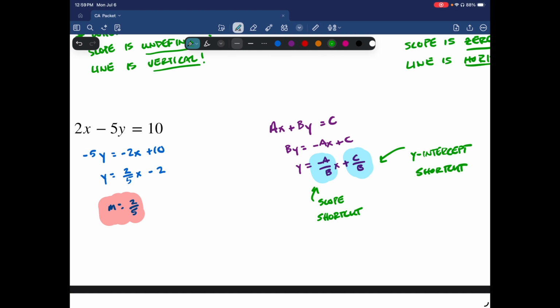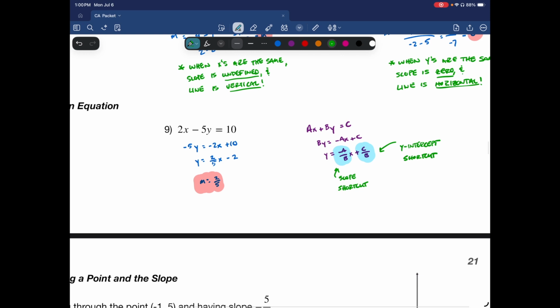All right, so if you're talking about general terms, and you find yourself in a situation like you did on number 9, where you're trying to find the slope and or the y-intercept when it's in general form or standard form, there's a shortcut that you can use to find either the slope or the y-intercept, using negative a over b or c over b to get your slope or y-intercept respectively. So that's just something nice to know. You don't have to use the shortcut, but it's there if you want it.